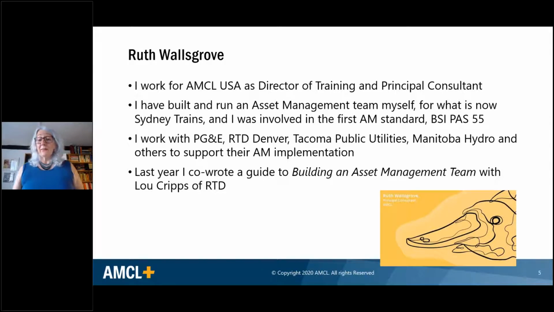I've built an asset management team myself in Australia, and I was involved as a director of the Institute of Asset Management with the first national asset management standard, PAS 55. I now mostly work in the US with a range of different organizations supporting their journey to asset management. I also co-wrote a guide to building an asset management team that's available from us. So I'll give you the details at the end.